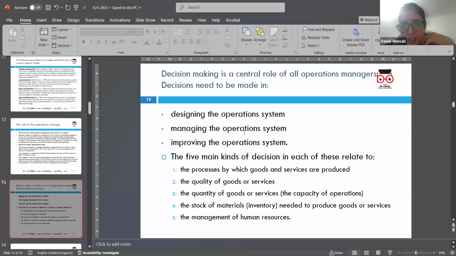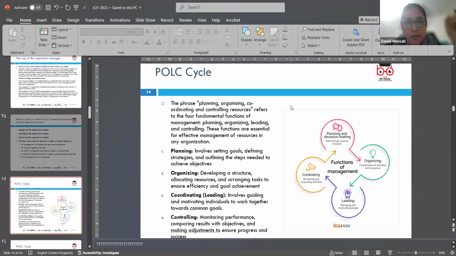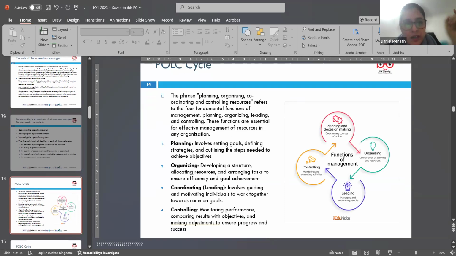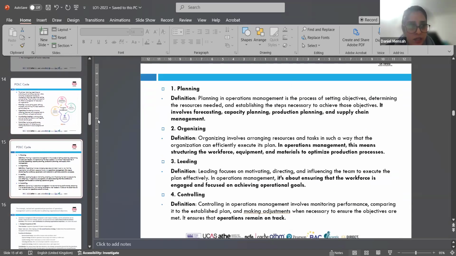So designing the operation system, managing and improving, we will be discussing in the cycle later in detail. The cycle is coming there. This is the full cycle: planning, organizing, coordinating, and controlling. Like other management departments, production operation also has these parts to organize their resources and run the production processes smoothly. I'll go to the next slide where it is discussed in detail.